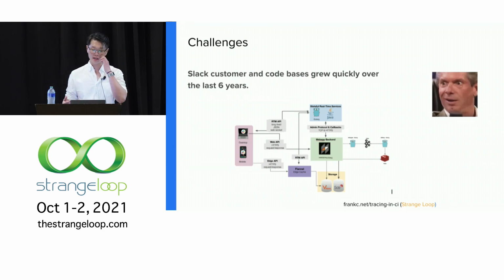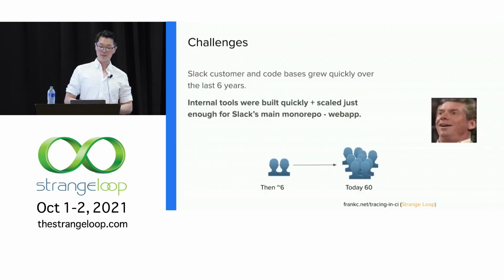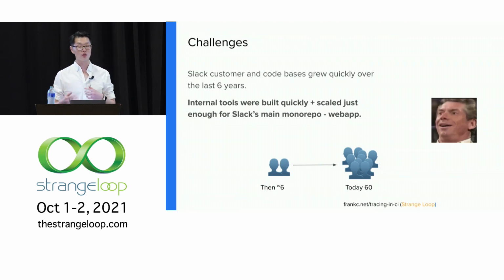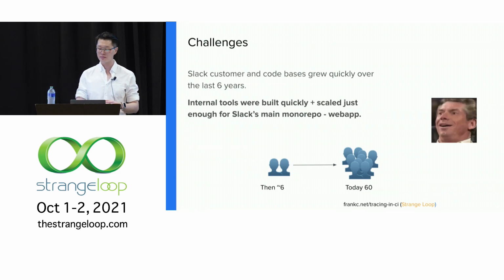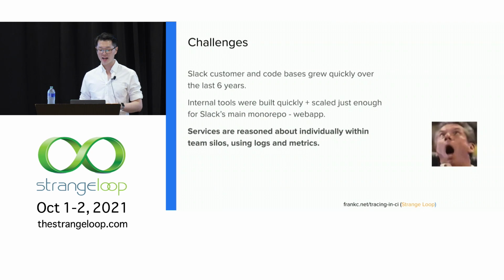The core business logic lives in web app and routes to other services like a distributed cache called Flannel, a distributed MySQL service called Vitess, search and discovery, and many others. Oftentimes, internal tools were built quickly and scaled just enough for Slack's main monorepo, web app. In 2019, when I joined, our team was already growing and at about 6 folk. Today, internal tools teams consist of 60 people. And hopefully this challenge resonates with y'all.